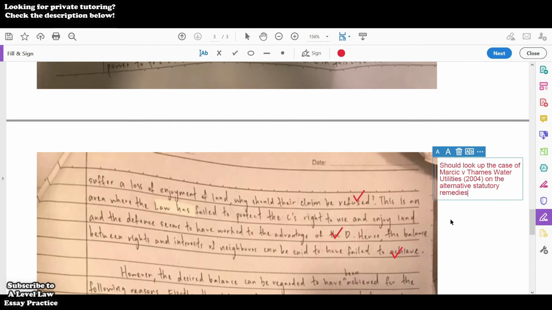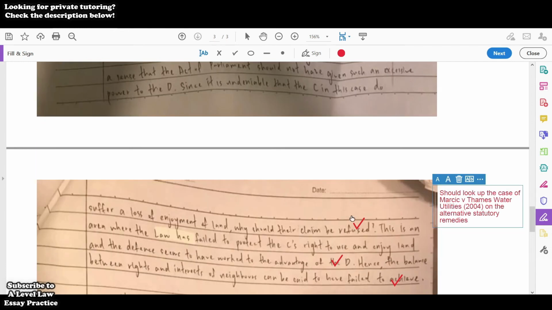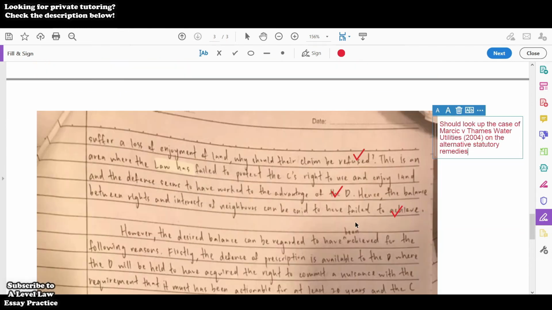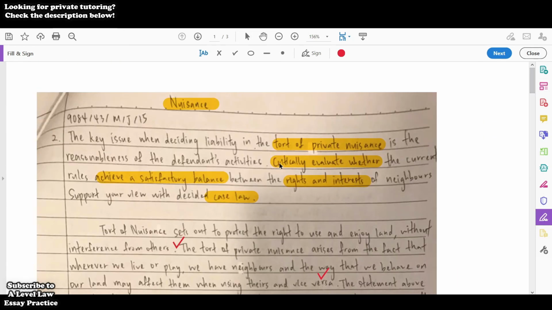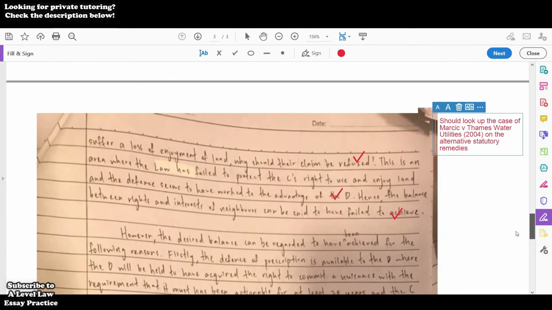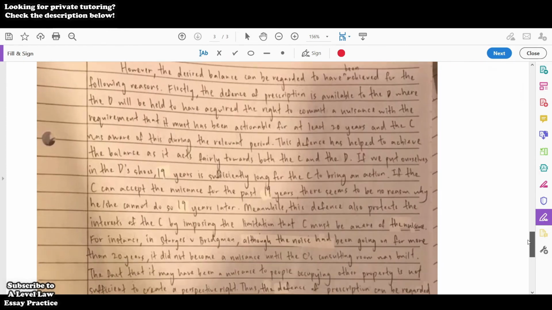It will be good for you to look up this case here: Marcic versus Thames Water Utilities 2004, on the alternative statutory remedies. There's quite a lot that you can talk about, but it is good to include it there, that is if you have the time. After all, the question's focus is again on critically evaluating whether or not they achieve a satisfactory balance between rights and interests. So putting this case in and also this argument should be a very good thing. Next one.